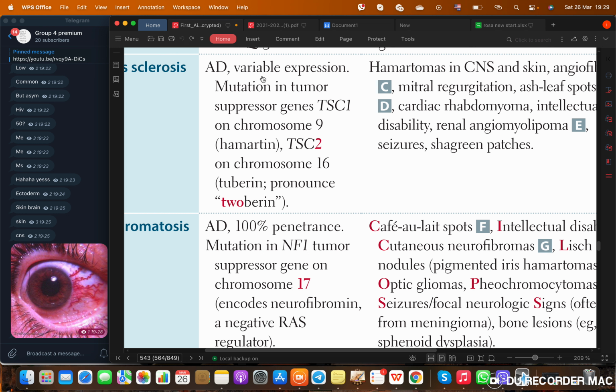Autosomal dominant, with variable expression. What does that mean? That means that people with the same genotype can have various severity of the phenotype. A mutation in the tumor suppressor gene, so it will be an inactivating mutation, TSC1 on chromosome 9, which encodes for hamartin, and also on chromosome 16, which encodes for tuberin, the TSC2.